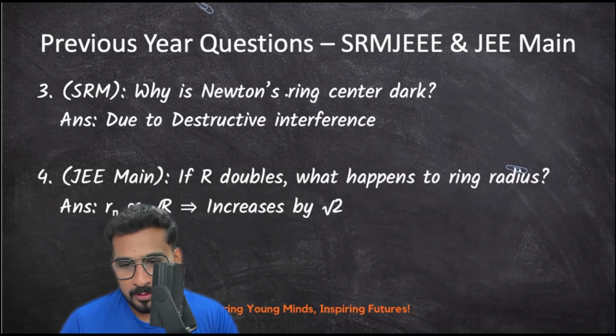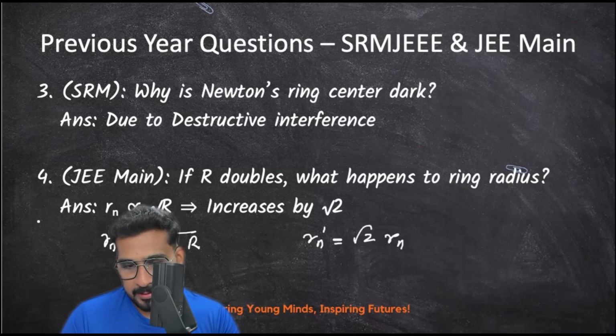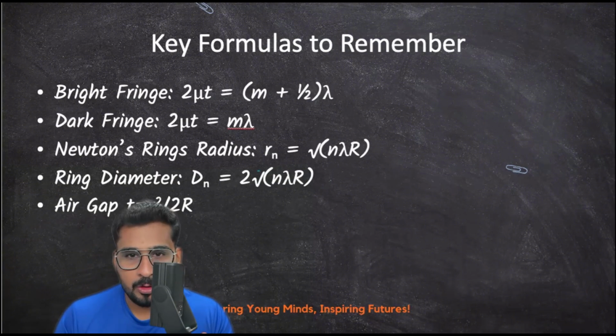Next, why is Newton's ring center dark? When we are observing the reflected rays, the center fringe is dark because of destructive interference. Then another question: if the radius of curvature of the lens doubles, that means the capital R doubles, what happens to the ring radius? We know the ring radius Rn formula is square root of n into lambda into R, so it is directly proportional to square root of R. So in Newton's rings, we need to remember these formulas and apply them according to the question.